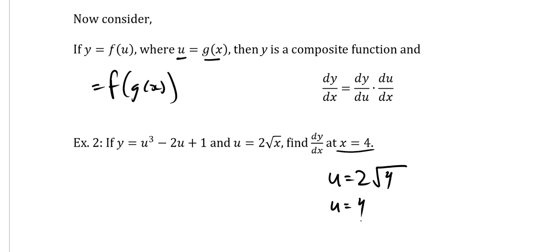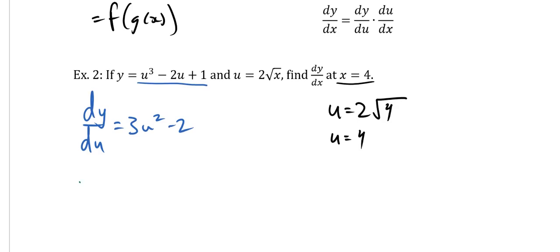And you probably wouldn't show this in 2 steps, but just for clarity, we can do this. So I'm going to find dy by du. And so that's coming from here, right? So that's 3u squared minus 2. And I'm going to find du by dx.